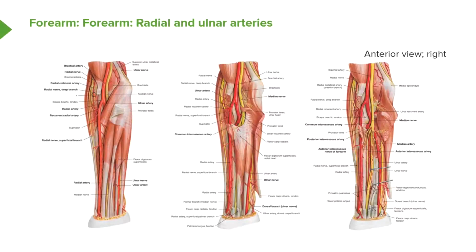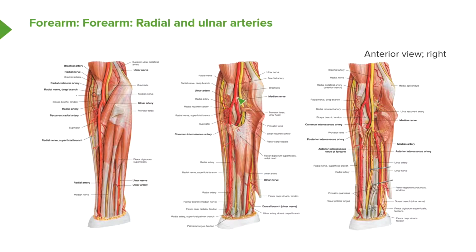So now let's move into the forearm, and we see the direct continuation of the brachial artery. As the brachial artery passed through the cubital fossa alongside the biceps tendon and the median nerve, we can see the biceps tendon here, we can see the brachial artery, and we can see the median nerve.